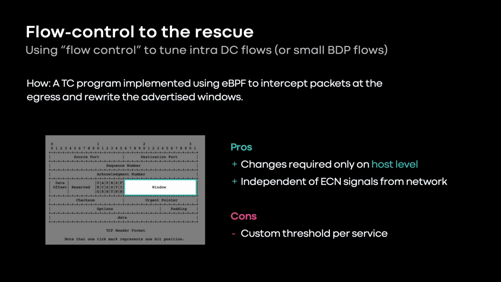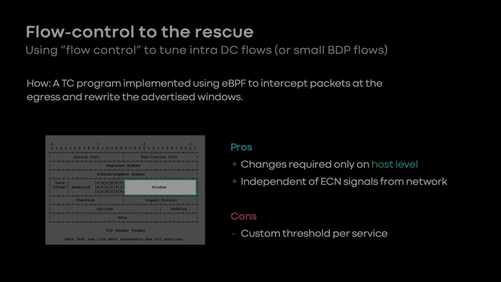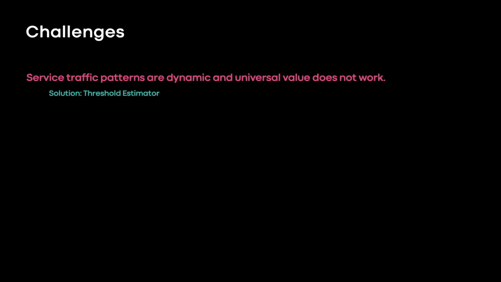We had our own BPF program that runs at the egress that tries to rewrite each packet with whatever is the right window value for that particular host based on certain characteristics. The biggest advantage with this solution is that it's a purely host-based solution. You don't need to rely on any shared components, and it is also independent of the ECN signals, which are relied on by the congestion control algorithm. To look into the cons, let's look into a little more detail into how that is happening in the next slide.